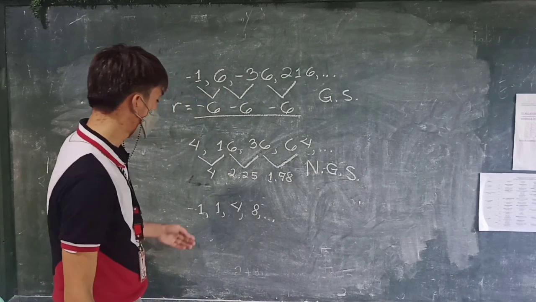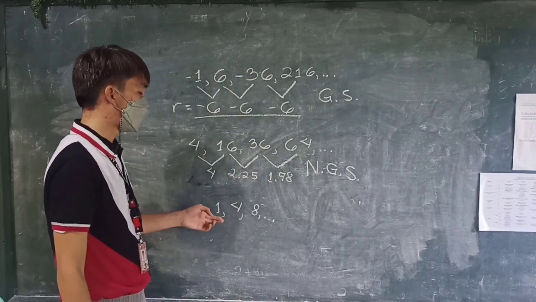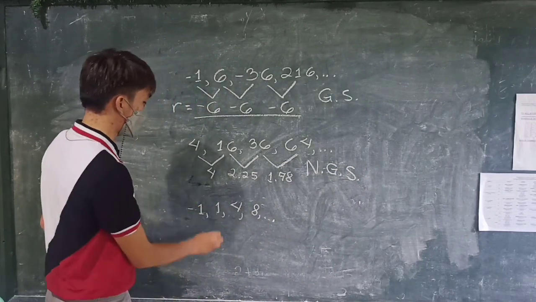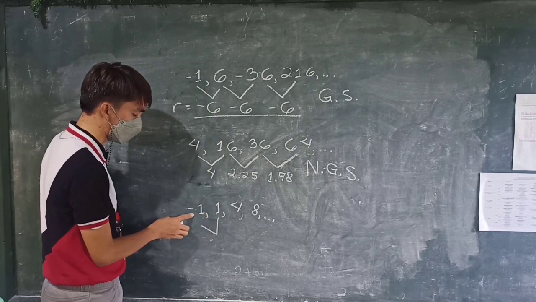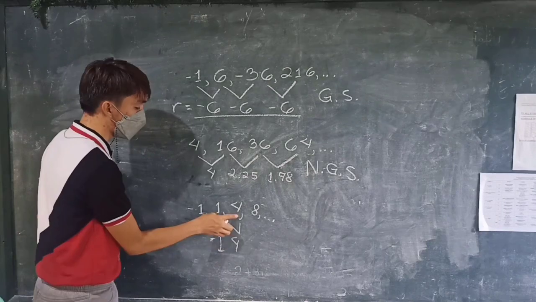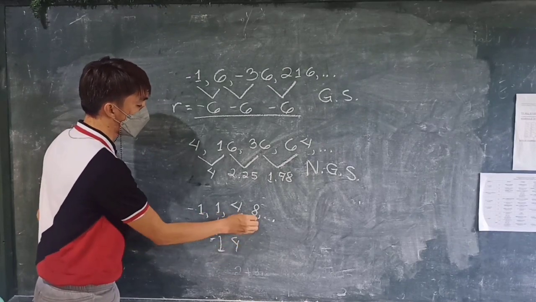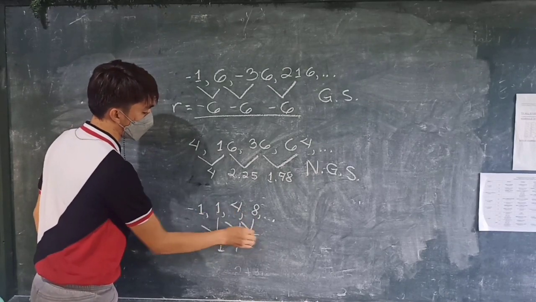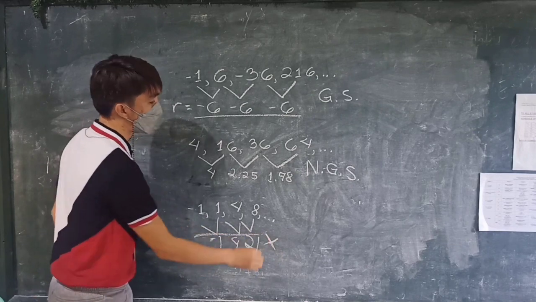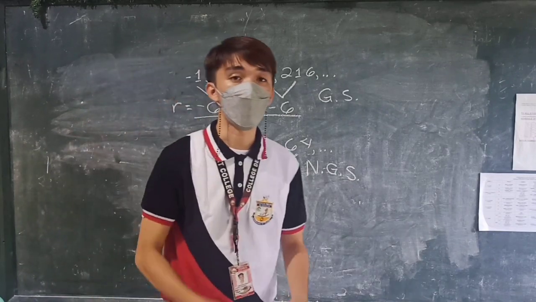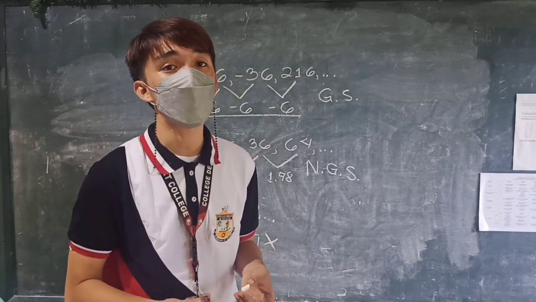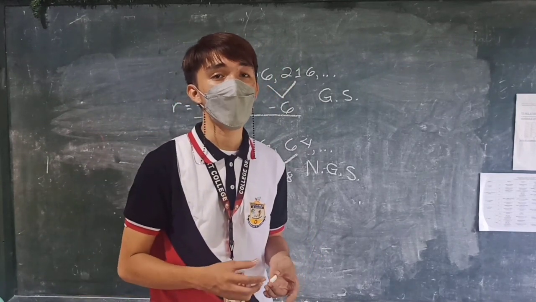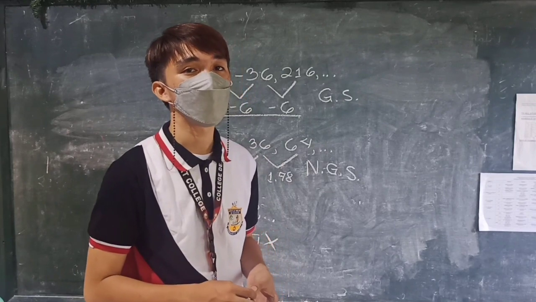Next, we have negative 1, positive 1, 4, 8, and so on. Positive 1 divided by negative 1 is negative 1. 4 divided by 1 is 4. 8 divided by 4 is 2. Still not a geometric sequence. So always remember that the sequence is a geometric sequence if it has a common ratio.